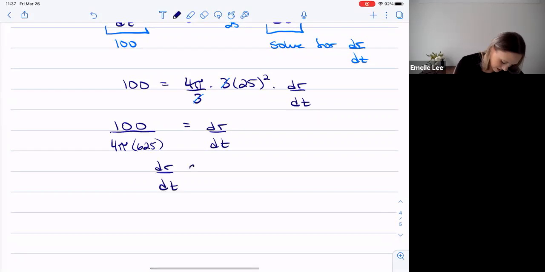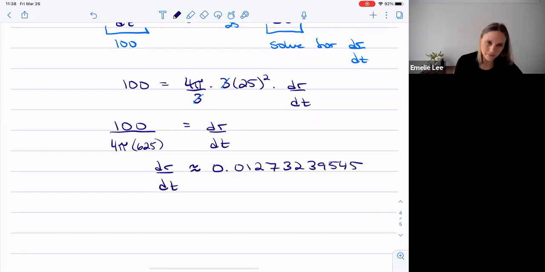dr/dt is approximately, since it's going to be a decimal, 0.01273239545. I never am able to put the brakes on writing out all the decimal places. That's okay. There's no harm in writing out all the decimal places.